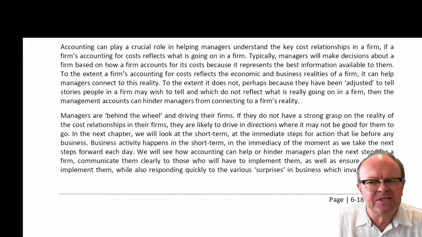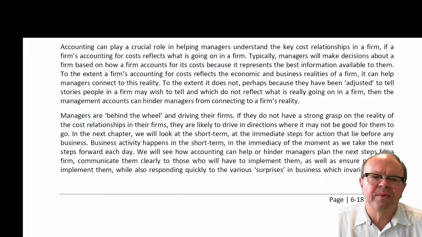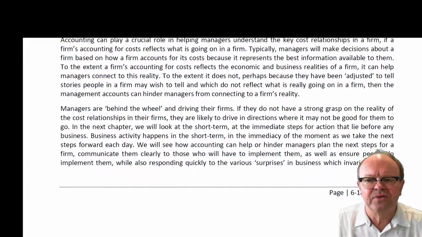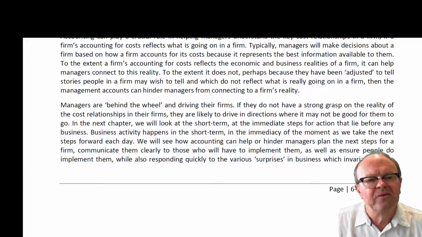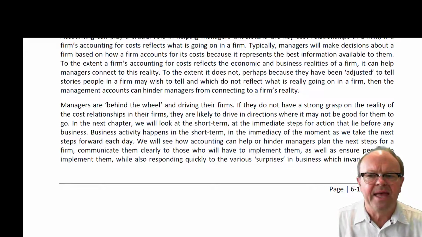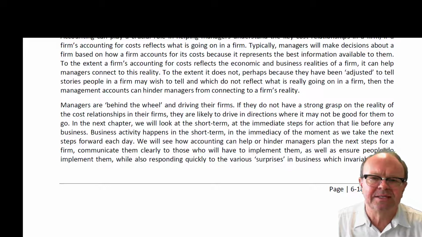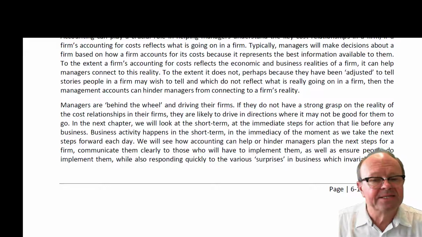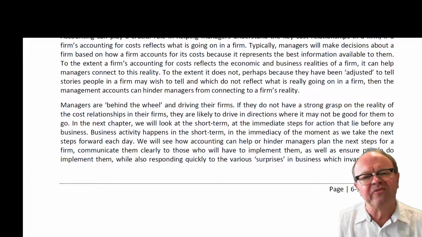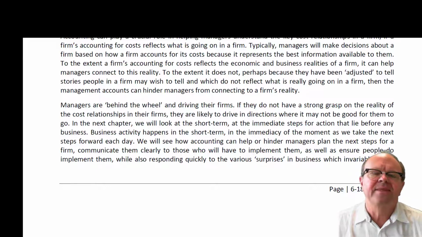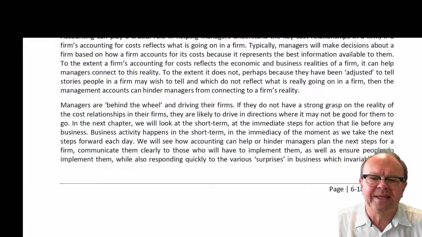Typically, managers will make decisions about a firm based on how a firm accounts for its costs because it represents the best information available to them. To the extent a firm's accounting for costs reflects the economic and business realities of a firm, it can help managers connect to this reality. To the extent it does not, perhaps because they have been adjusted to tell stories people in a firm may wish to tell and which do not reflect what is really going on in a firm, then the management accounts can hinder managers from connecting to a firm's reality.